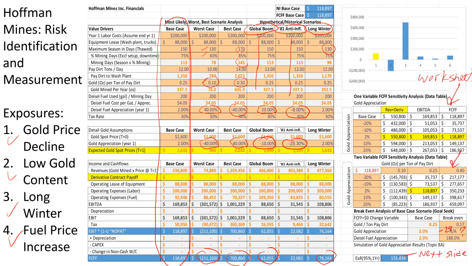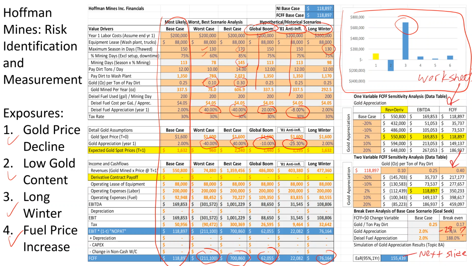I have my hypotheticals of a global boom and a long winter, and a historical scenario of a 1981 economic environment in which interest rates went up and gold prices went down and fuel prices went down. And so you can see I have a graph in the top right corner that the worst case scenario is losing $211,000. I lose more money on those, I lose some money on the hypothetical and historical scenarios, and the best case scenario is again gold prices way up, fuel prices way down.